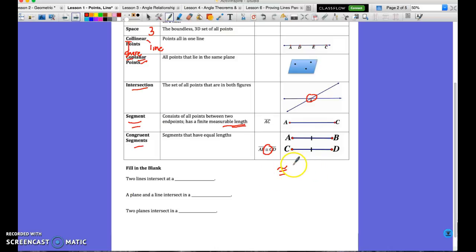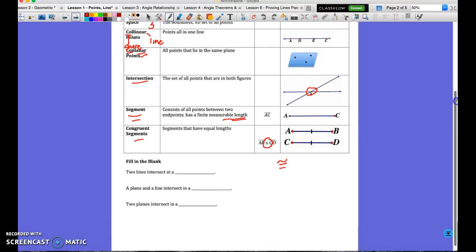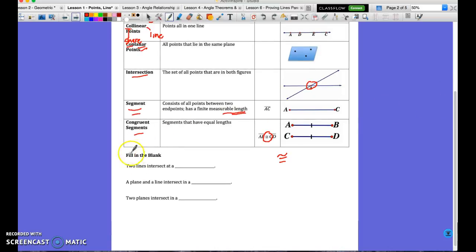Mathematically, it's the same thing as equal, but later on we'll explain the significance of the difference between equal and congruent. It's important, particularly when we talk about triangle congruency and when we talk about proofs. Okay, so quick little fill in the blank to see if we understood the hierarchy of dimensions.